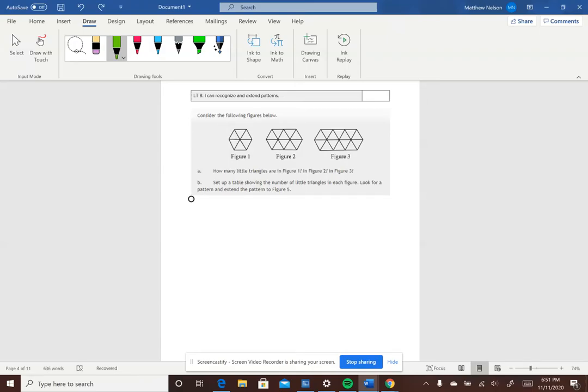All right, everybody. So now we're looking at learning target 8. I can recognize and extend patterns. And I am starting with this problem on part 2 because I think it is the most time-consuming and difficult problem. It sure looked that way from test number 1. So let's go through it together.